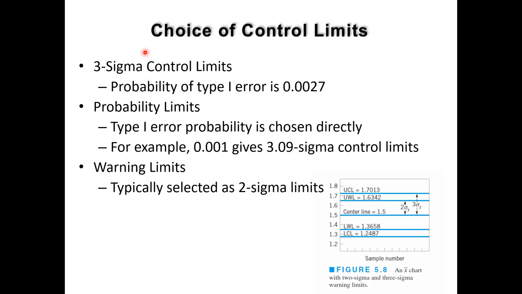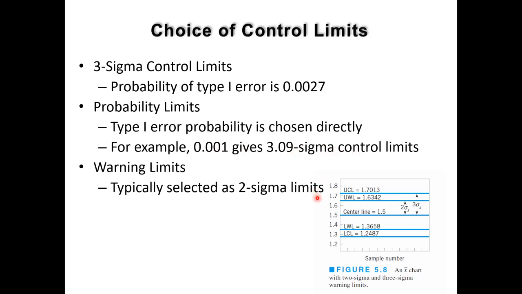Now, again, under Shewhart control chart, the choice of control limit is actually fixed here, because we set a 3 sigma control limit, whereby the probability of type 1 error is 0.0027. For the probability limit, type 1 error will be chosen directly. For example, if we have alpha equals 0.001, this will give you a 3.09 sigma control limit. So this is how you compute the control limit.